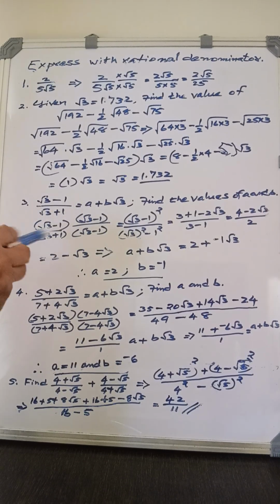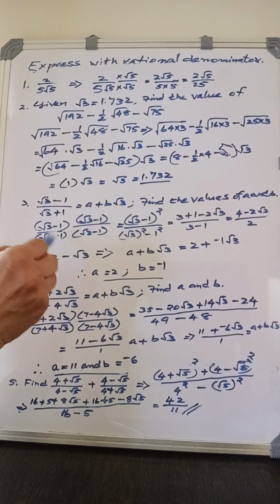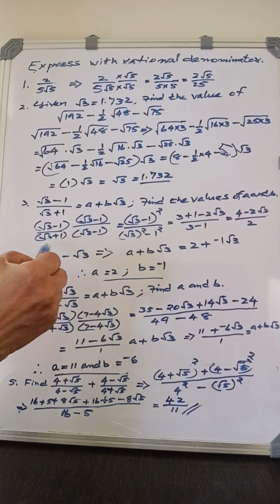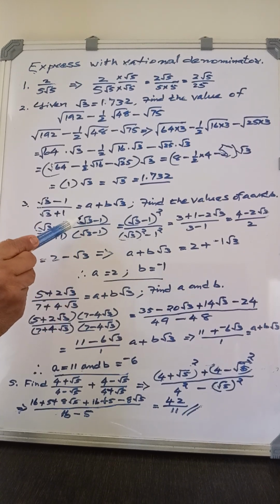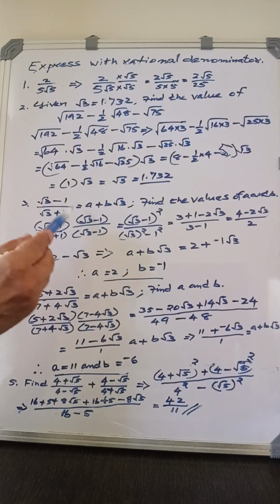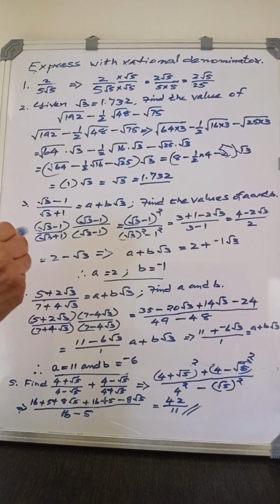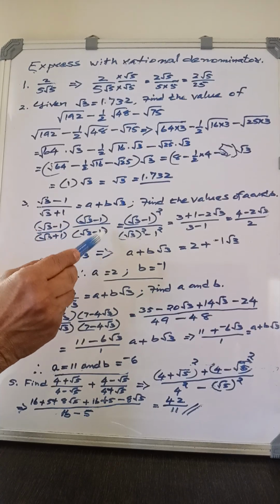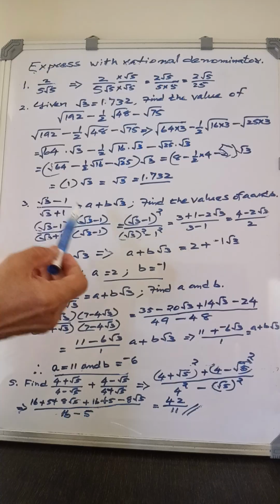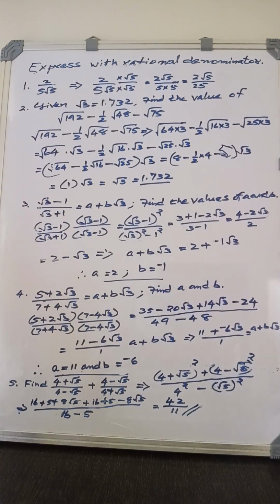Taking the LHS, left hand side of this expression, root 3 minus 1 by root 3 plus 1, in the denominator we have to take the conjugate, root 3 minus 1. That conjugate we have to multiply in the numerator also, then only this rational number will remain without any change. Root 3 minus 1 by root 3 plus 1 into root 3 minus 1 by root 3 minus 1. The same number multiplied by 1 does not change its value.